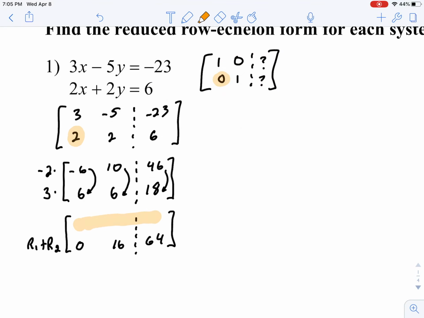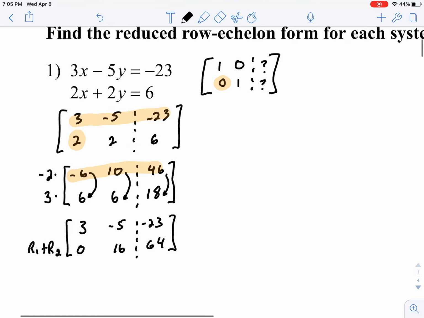Now, the top row here is blank. What do I put there? I could either put the previous top row or the original top row, and it's totally your choice. Generally, though, you want to go with the one with smaller numbers. So that's what I've done. So we've got our 0 here. Now let's focus on getting a 1 there.